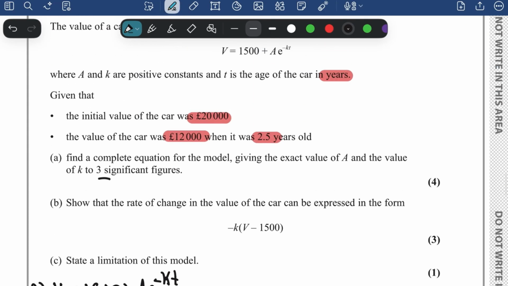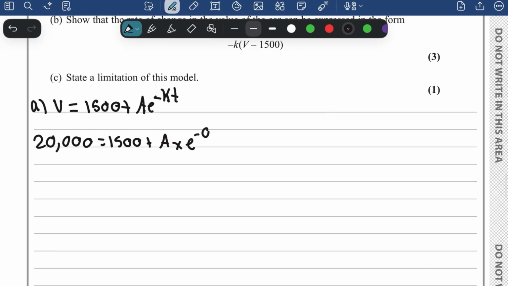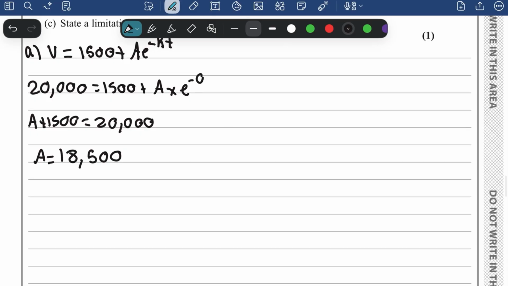so we know that when T is 0, V equals 20,000, so 20,000 equals 15,000, add A, times e to the power of minus 0. Well, that's just like, this is 0, right? Sorry, that's not 0, it's 1. So that means that A then add 1500 is going to equal 20,000. So that means A equals 18,500. So now we have A. Let's write the equation out again.